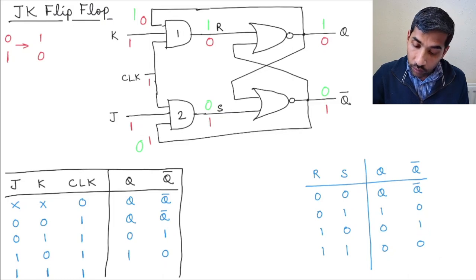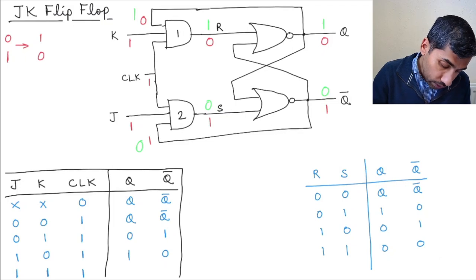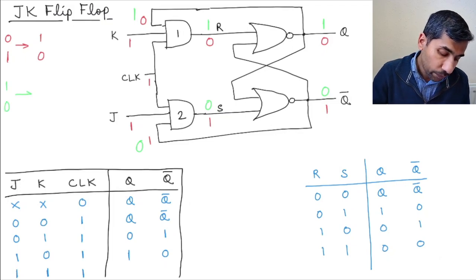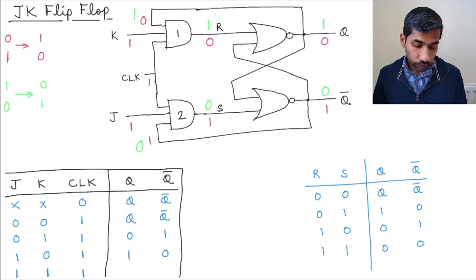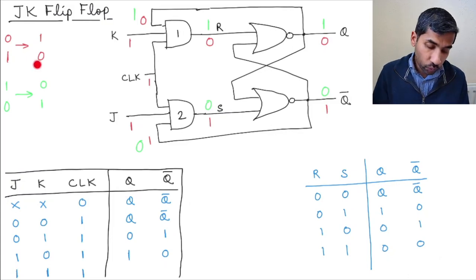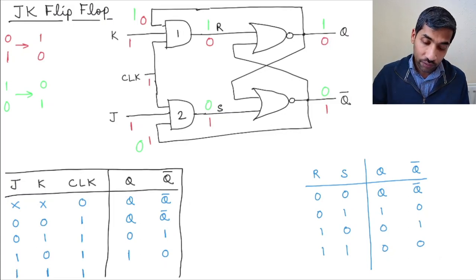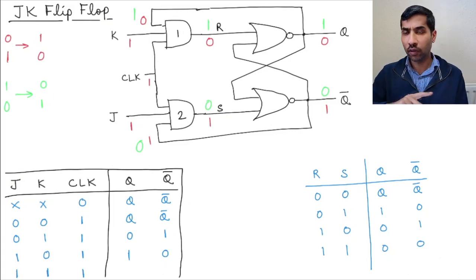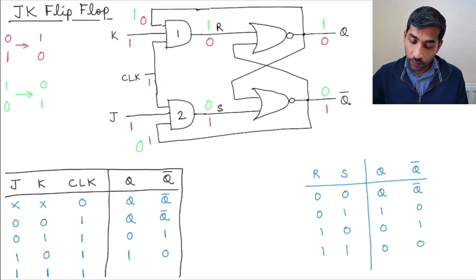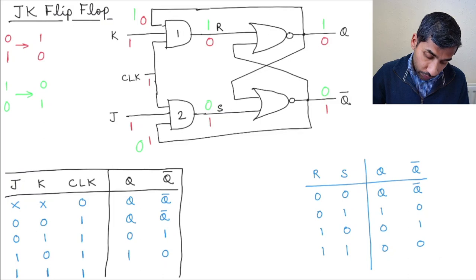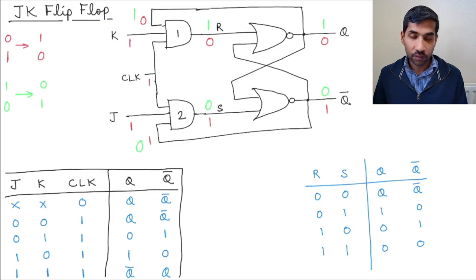Okay. So what did we start off with? We started off with Q equal to 1 and Q bar equal to 0, and we ended up with 0, 1. So you can see what's happening when J and K are equal to 1. Whatever the state is here, we are going into the opposite state, right? If Q was 0, it becomes 1. If it was 1, it becomes 0. And similarly Q bar also goes into the opposite state. So if we want to write this in the truth table, what we can say is Q becomes equal to Q bar and Q bar becomes equal to Q.